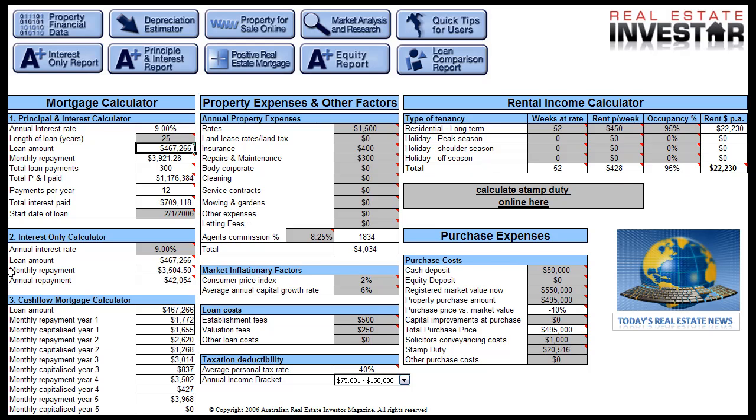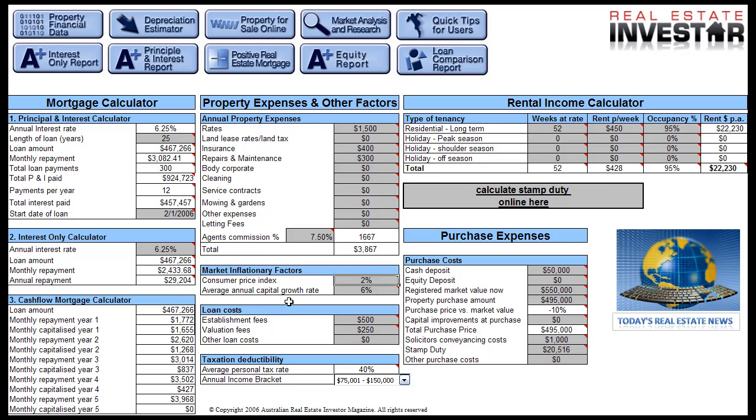Now we come across to the mortgage information area, the mortgage calculator. We've set up a 25-year loan for the purposes of calculating P&I. In this case we're going to go interest only. I put in an interest rate right now of 6.25%. We come across to the property expenses area. We've got some rates information in there already: insurance, repairs. We've got an agent's commission of say 7.5% for managing the property.